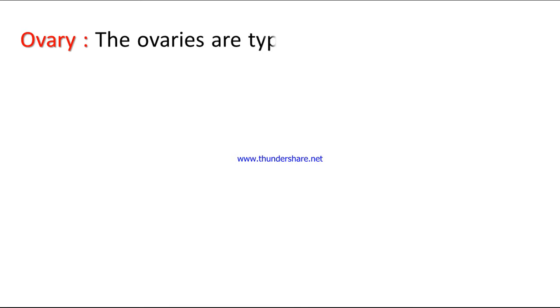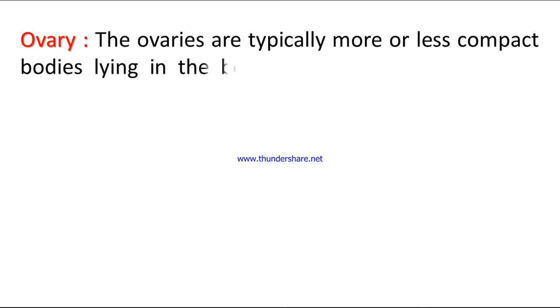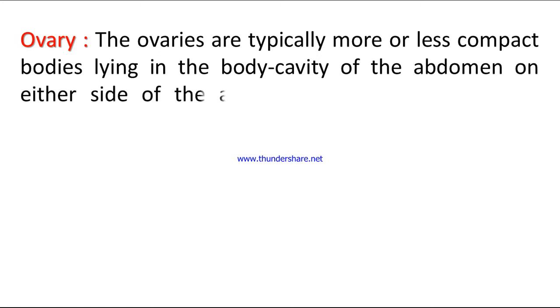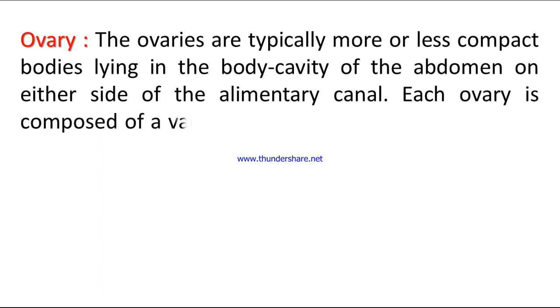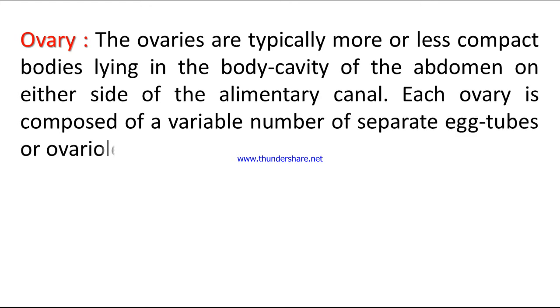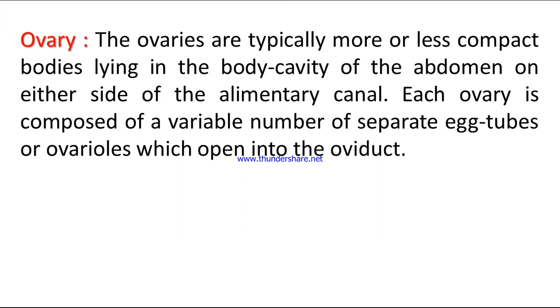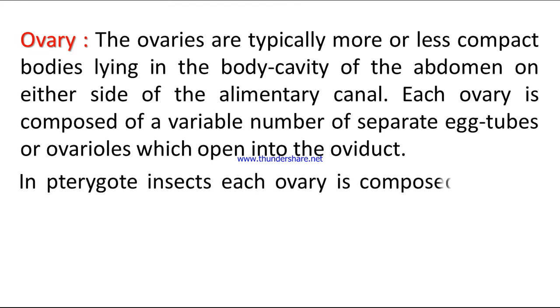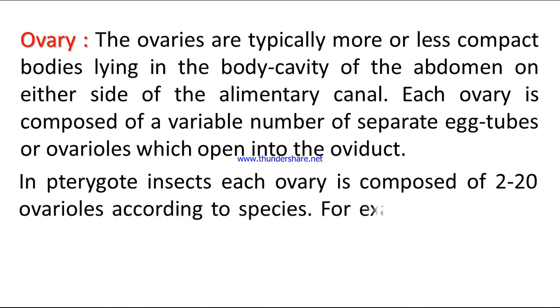Ovary. The ovaries are typically more or less compact bodies lying in the body cavity of the abdomen on either side of the alimentary canal. Each ovary is composed of a variable number of separate egg tubes or ovarioles which open into the oviduct. In pterygote insects, each ovary is composed of 2 to 20 ovarioles according to species.